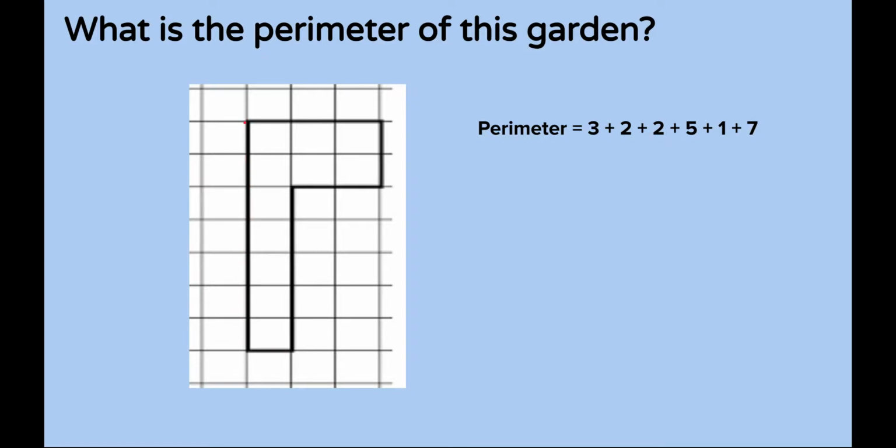Or you could simply count them. 1, 2, 3, 4, 5, 6, 7, 8, 9, 10, 11, 12, 13, 14, 15, 16, 17, 18, 19, 20. The perimeter is 20 centimeters. That is the perimeter of this picture here of this garden.